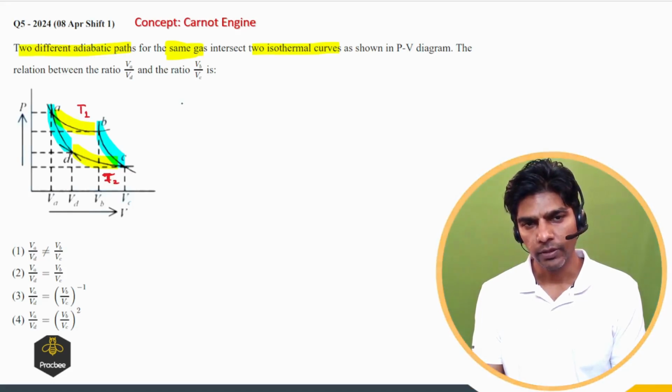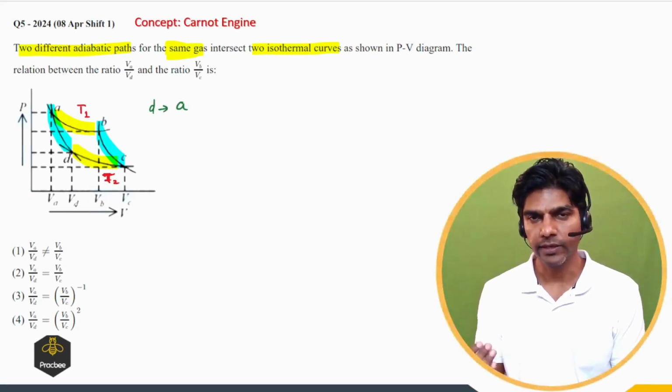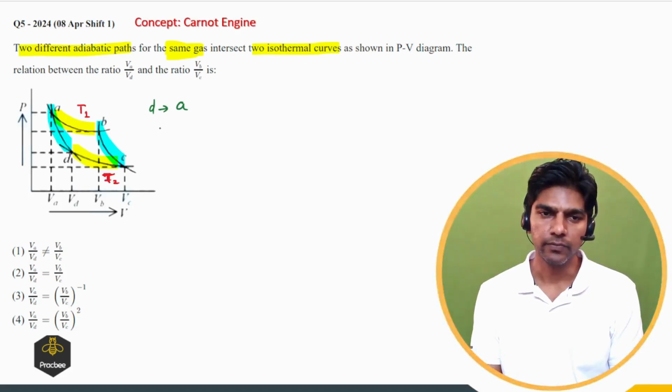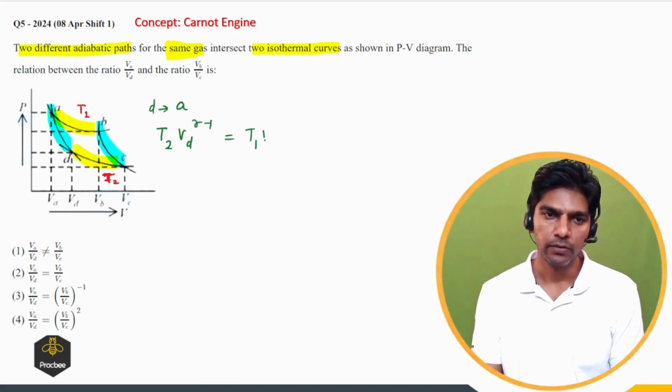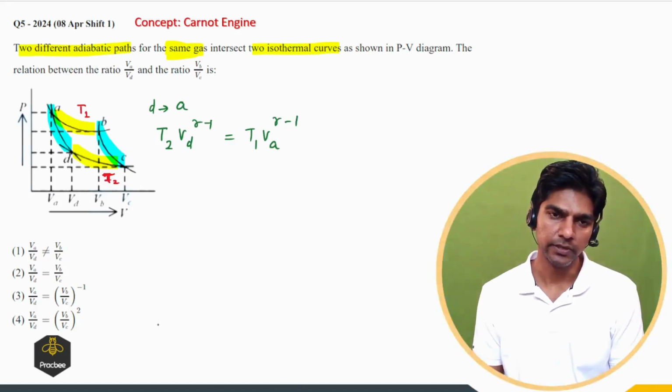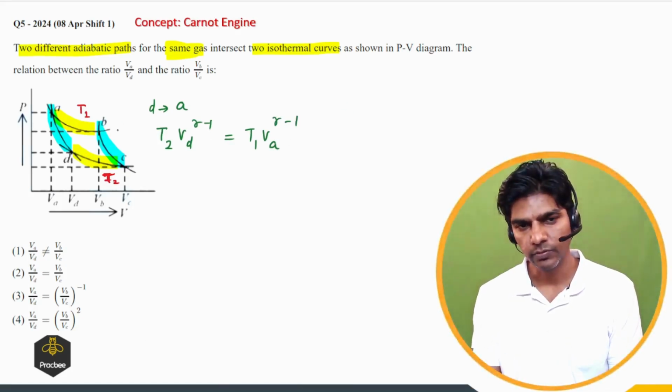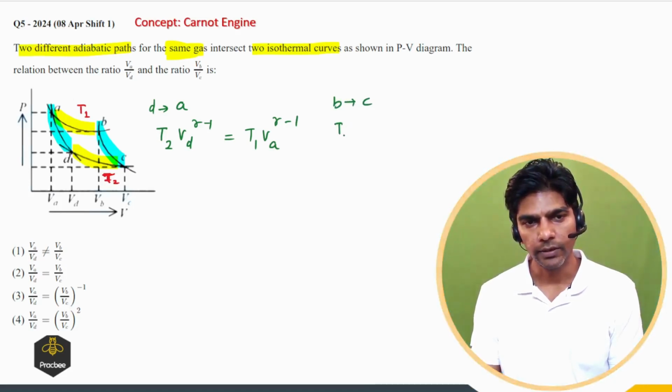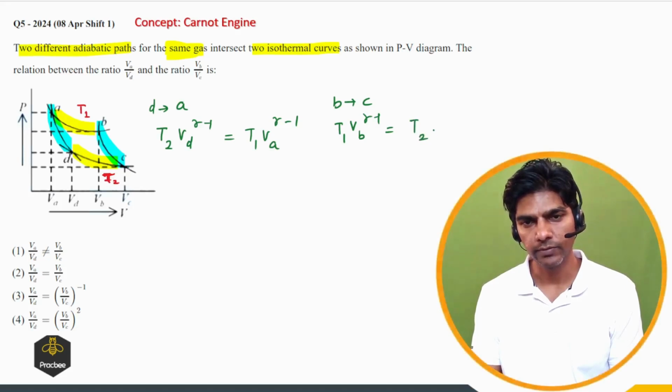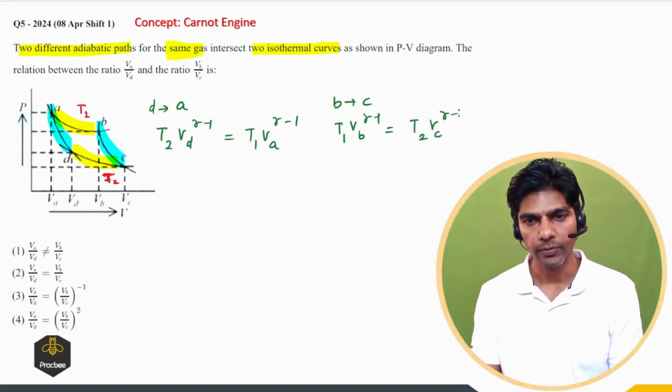So what we can do, if we consider the process from D to A, it's an adiabatic curve. So we can say T2 times volume at D raised to power gamma minus 1 should be equal to T1 times VA raised to power gamma minus 1, right? Now if we consider adiabatic process B to C, it will be T1 times VB raised to power gamma minus 1 equals T2 times VC raised to power gamma minus 1.